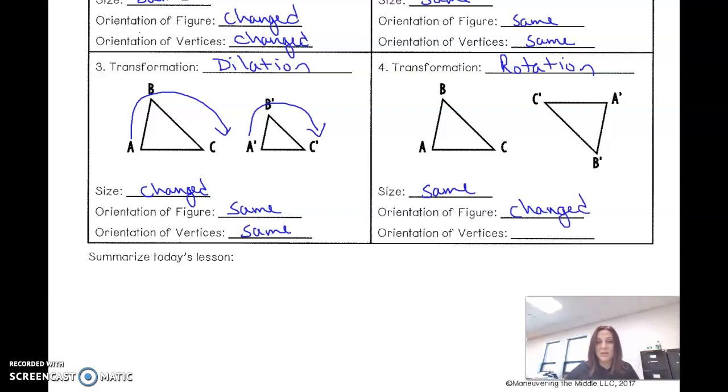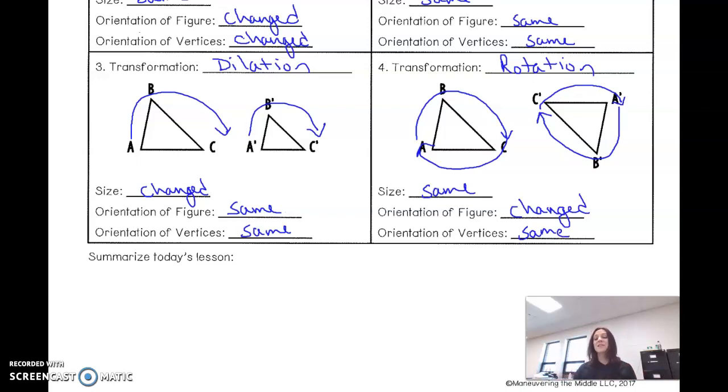How about its orientation of the vertices? A, B, C. Clockwise. A, B, C. Notice that's also clockwise because if I continued, remember, we're still moving in a clockwise direction. So even though it's crazy and rotated, the orientation of the vertices still stays the same. In this case, they're both clockwise. Okay?